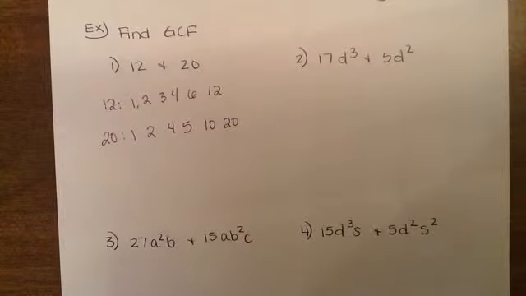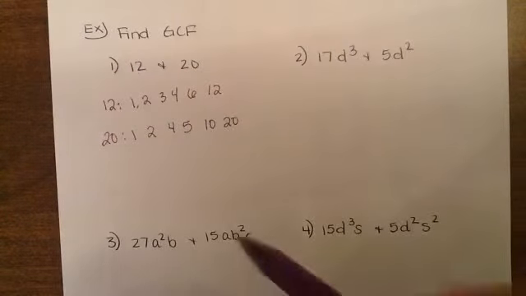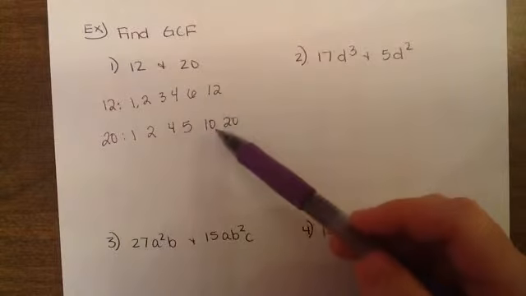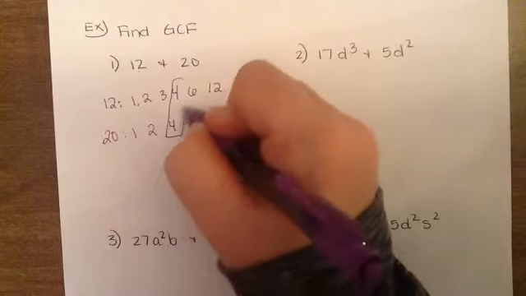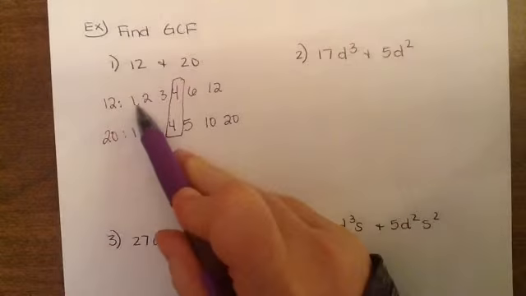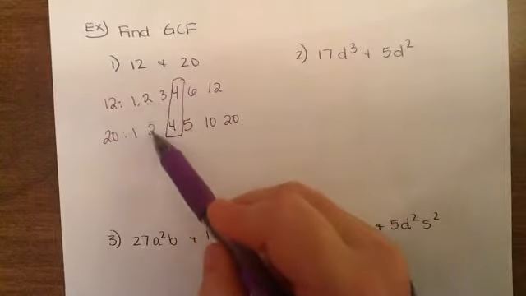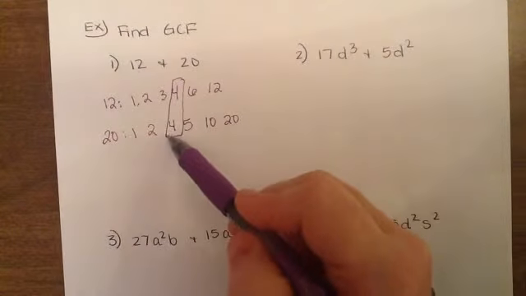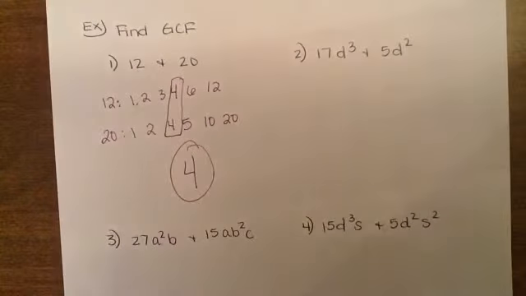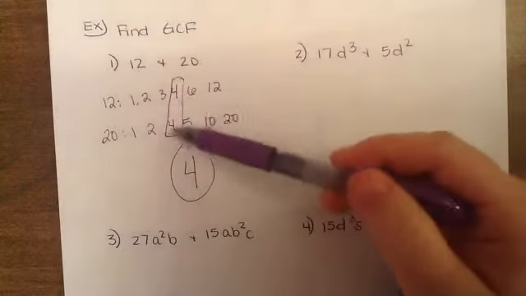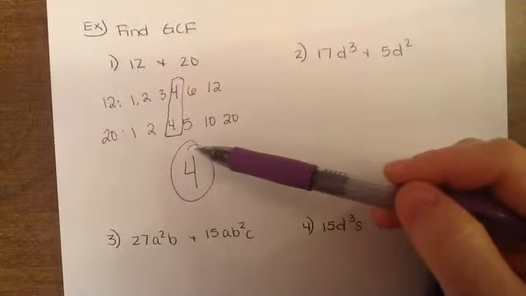I am looking for the largest number that divides into both of these. Which one is the largest that's on both of their lists? 4. Everything has 1 in common, so we can't list 1. They both can be divided by 2, but greatest common factor means find the largest one. That is 4. Some people are really good at figuring this out in their head. Others like to have the list written out. Do what is best for you.